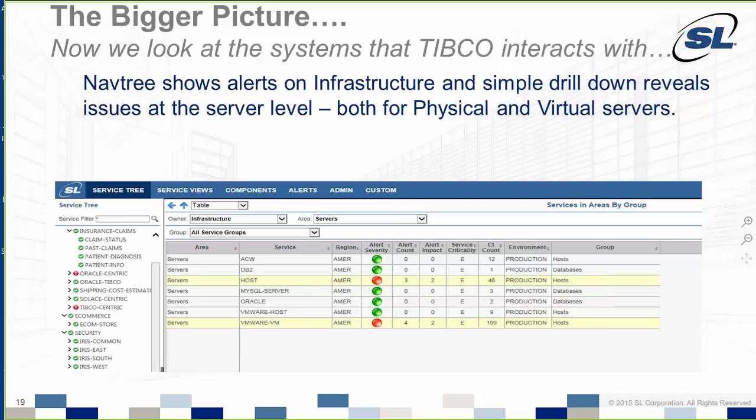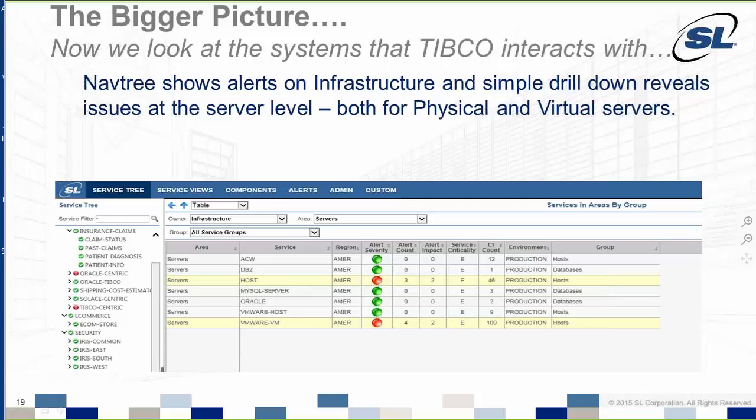Right. So now let's say, okay, well, yeah, great, we're all happy within the TIBCO world. But we talked earlier about context. What does it look like when I want to step outside of TIBCO, when I want to see the systems that interact with my environment? So the self-same nav tree shows the alerts on the infrastructure, and the same drill downs give us access into both the physical and the virtual servers.